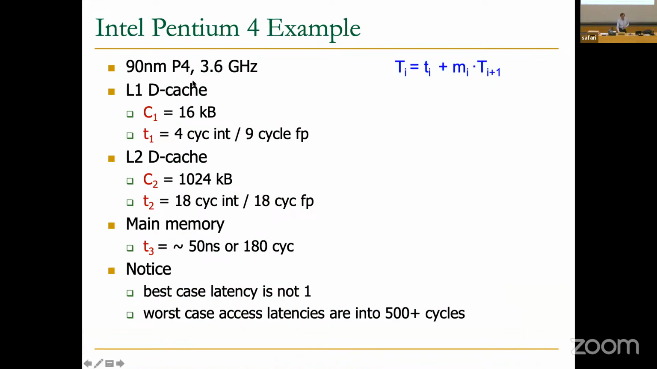This is the 90 nanometer version of it. It was running at 3.6 gigahertz. Doesn't matter. Let's take a look at these values over here. They designed an L1 data cache that is 16 kilobytes, and the intrinsic access time was 4 cycles for integer accesses. For floating point, it was larger access, so they need more cycles, but we're not going to talk about floating point here. For L2 data cache, capacity was larger, as you can see, and the intrinsic access time was 18 cycles. And for main memory, we're going to assume average access latency of 15 nanoseconds and 180 cycles.